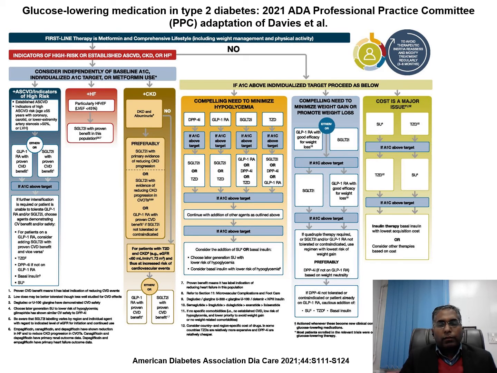This pictorial diagram is taken from the 2021 ADA Clinical Practice Committee, in which the treatment guidelines have been given. How should we approach a patient of type 2 diabetes mellitus with their therapy? They have recommended that the first line therapy is metformin, and depending on the presence of high risk or established complications like atherosclerotic vascular disease, CKD, or heart failure, we have to offer the various available therapies to the patient.